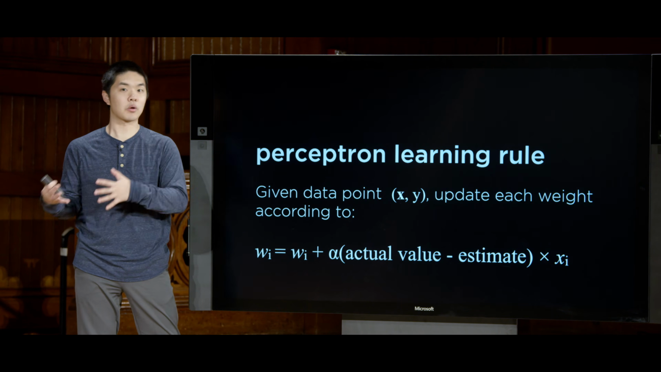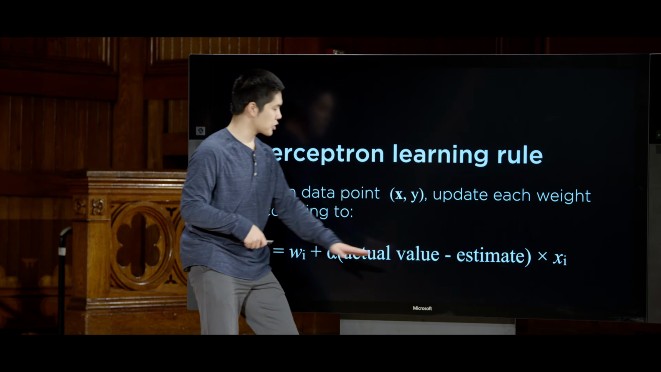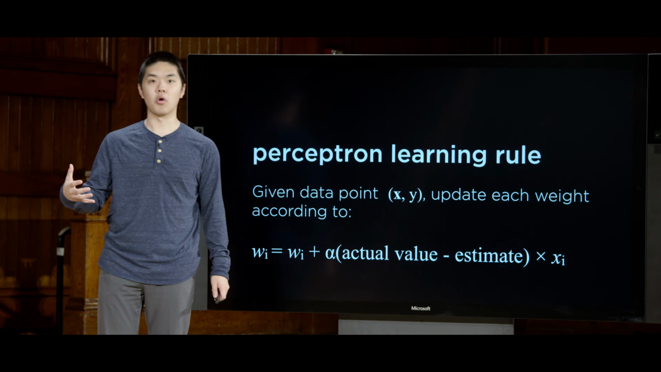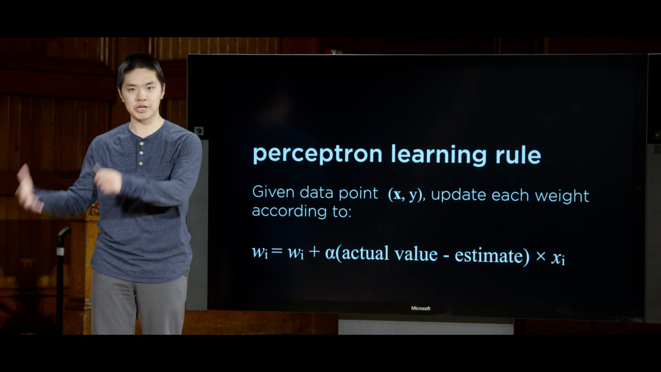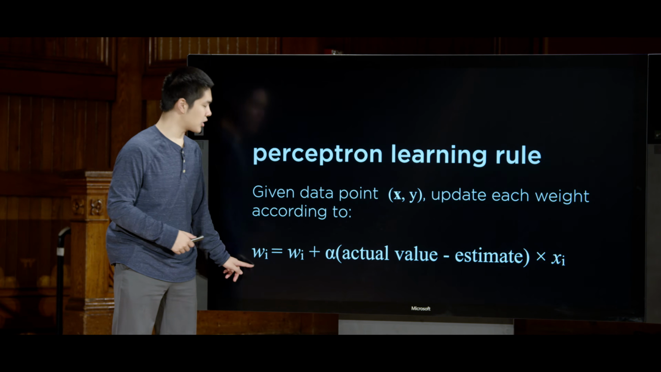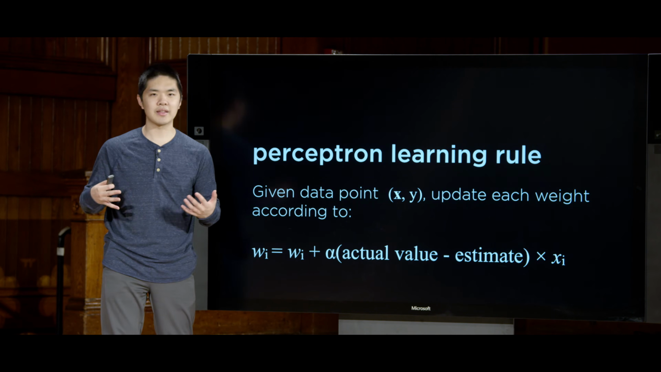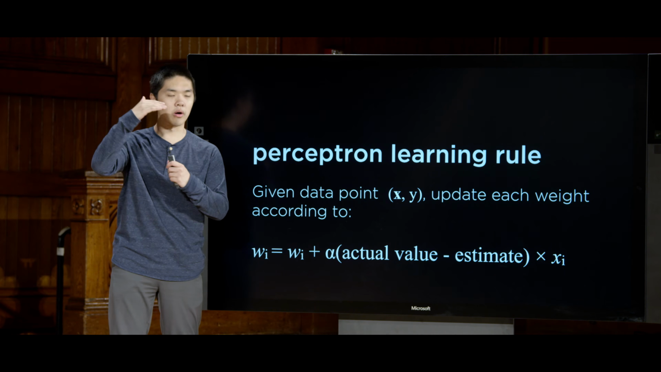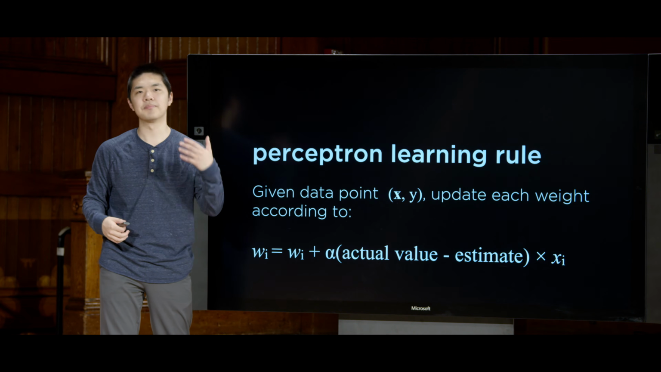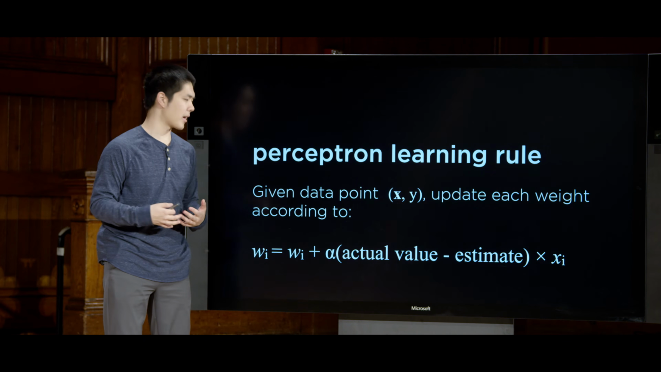And likewise, the inverse case is true, that if the actual value was less than the estimate, the actual value was 0, but we estimated 1, meaning it actually was not raining, but we predicted it was going to be raining, well, then we want to decrease the value of the weight, because then in that case, we want to try and lower the total value of computing that dot product in order to make it less likely that we would predict that it would actually be raining.